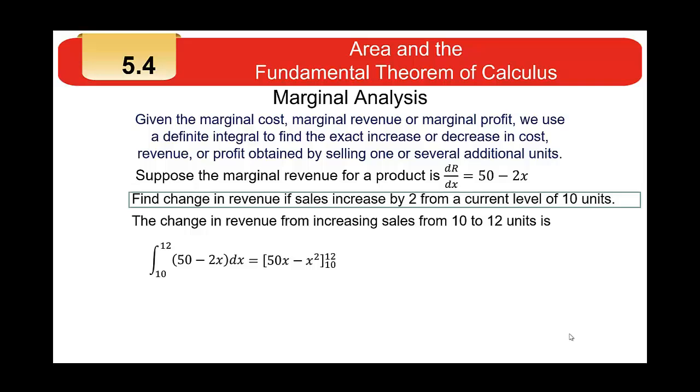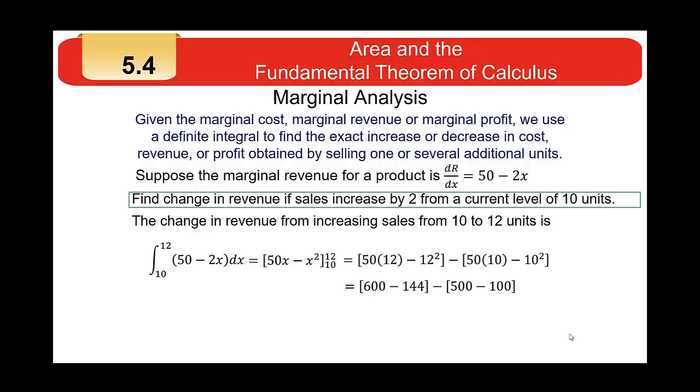What do you do? You plug in the 12, so you plug in 50 times 12 minus 12 squared. Then you put a minus sign, and you plug in the bottom number, which is 50 times 10 minus 10 squared. Be very careful to use your parentheses and brackets, however you want to write it, because if you don't, that minus sign in between them is going to cause you to make a mistake. It's minus the entire expression to the right of it. Now it's just a matter of simple arithmetic.